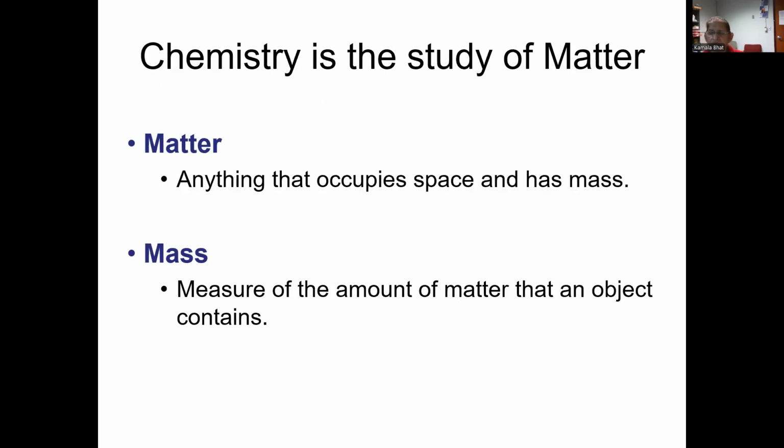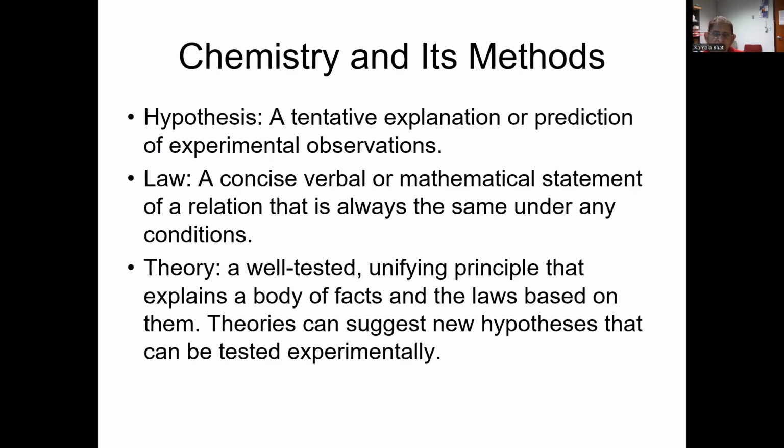In order to study chemistry, before we start the definition itself, chemistry is divided into 2 aspects. One is the qualitative aspect, and the second is the quantitative aspect. First, we are going to do the qualitative aspect and then get into the quantitative aspect. As we study chemistry, we have to understand that we are studying matter. Matter we define as anything that occupies space and has mass, and mass is the measure of the amount of matter that an object contains.